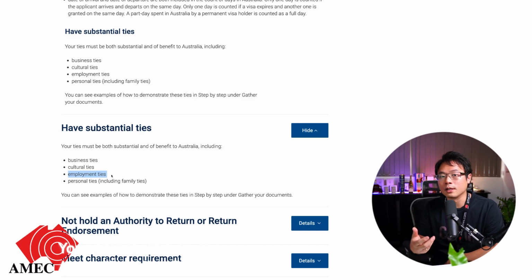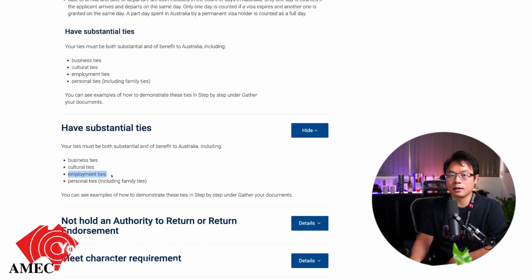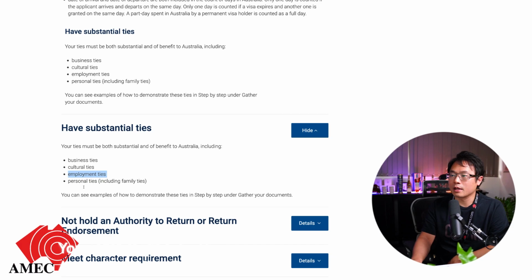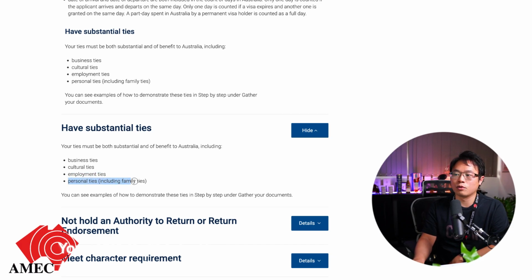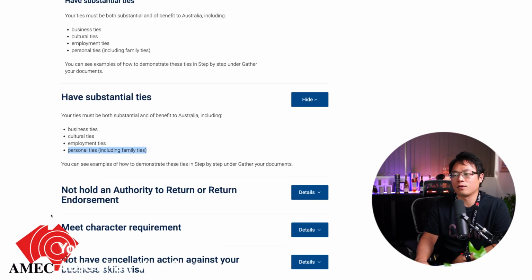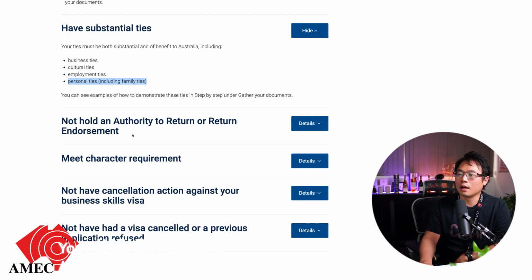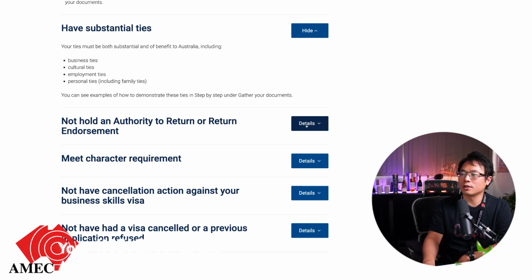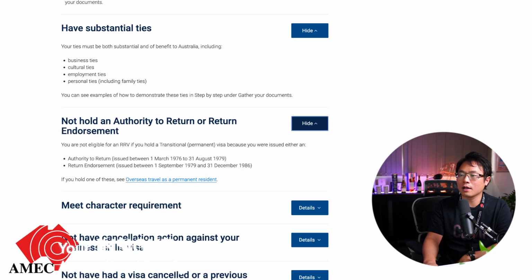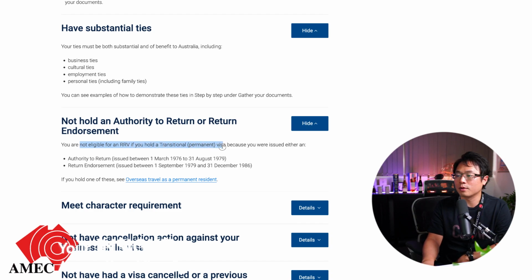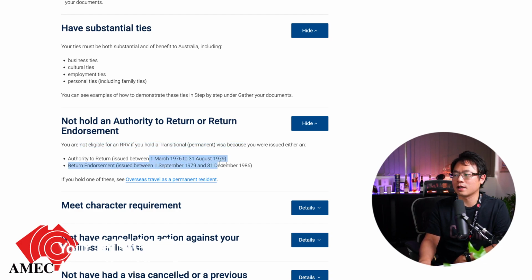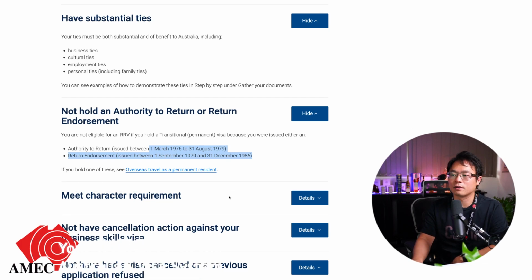Employment ties. So are you employed by an Australian entity? And the personal ties will easily be family ties. So as long as that's set up, that's all fine. Now, not holding an authority to return or return endorsement. You are not eligible for RRV if you hold a transitional permanent resident visa. Okay, that's rare. Now look at these dates. That's all the dated stuff. I haven't seen anyone holding this kind of thing anyway.